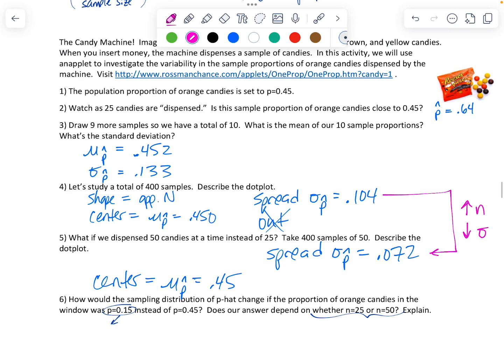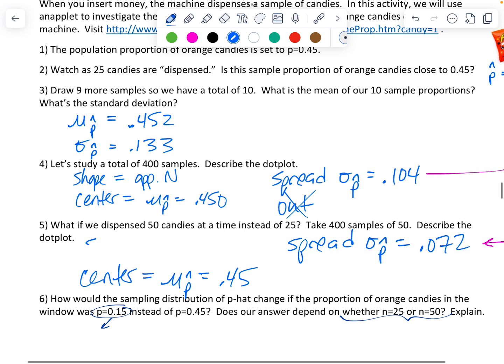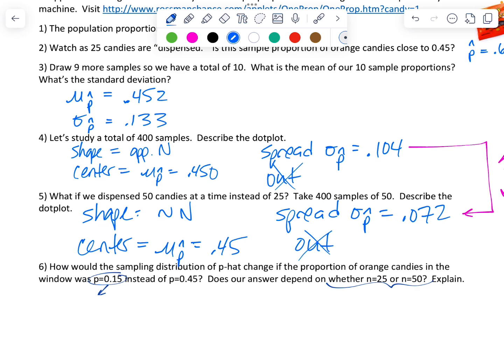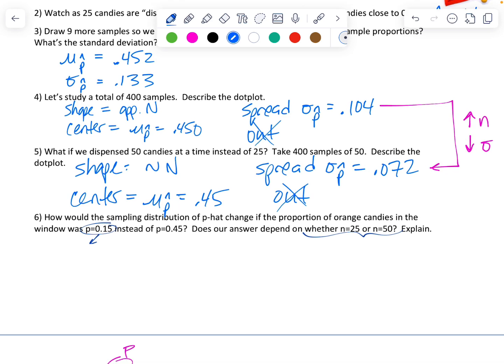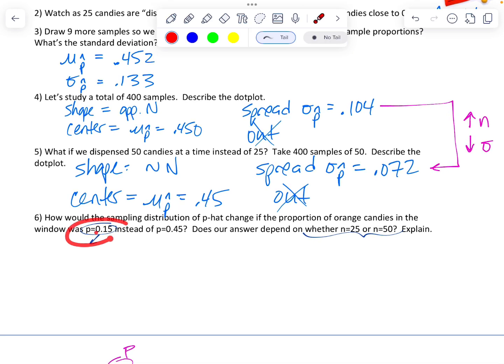Wow, that is a beautiful representation. The shape was still approximately normal, and the outliers were still not existent, okay? How would the sampling distribution of p-hat change if the proportion of oranges was 0.15? What if there were only 15% oranges in the machine instead of 45? Okay, I'm pretty sure, and you can play around with that if you want, but wouldn't that just make the center 0.15 instead of 0.45 when we took samples over and over and over again?